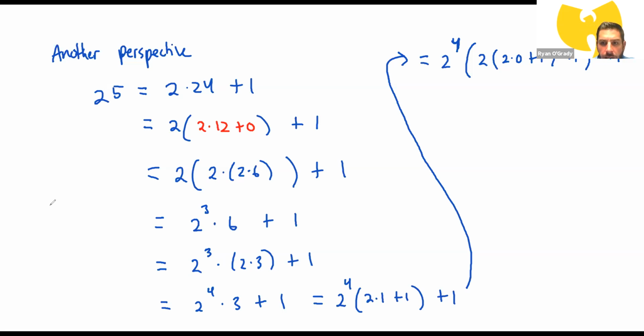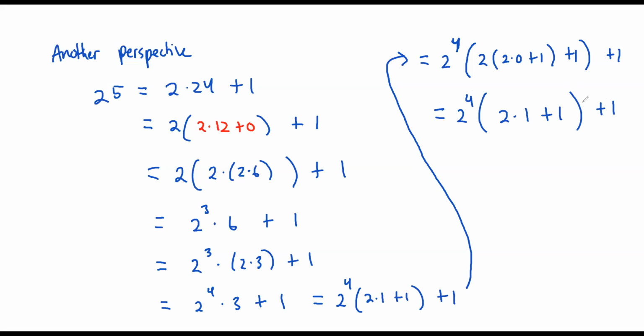If we clean up what's inside of here, you have 2 to the 4th. Now you have 2 times 1 plus 1 plus 1. Do you agree or disagree? Yeah, that's good. Which you could argue is the same thing you had here, right?